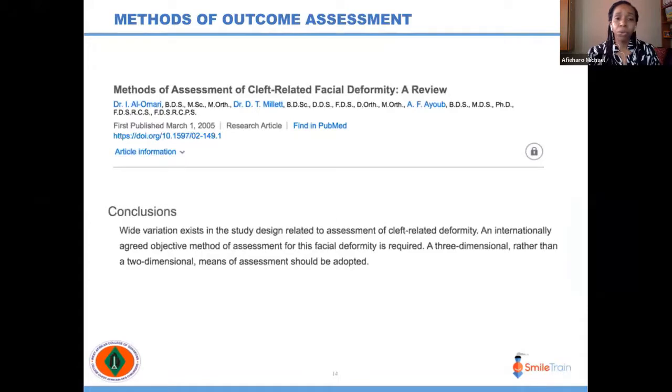In Omari et al.'s review of the several methods of assessment of cleft-related facial deformity, they did identify that these methods are quite a lot in the domain, but there needs to be an internationally accepted method for assessing the facial deformity or any residual facial deformity of the patient with the clefts. And they propose that three-dimensional measures provide more information than two-dimensional tools.